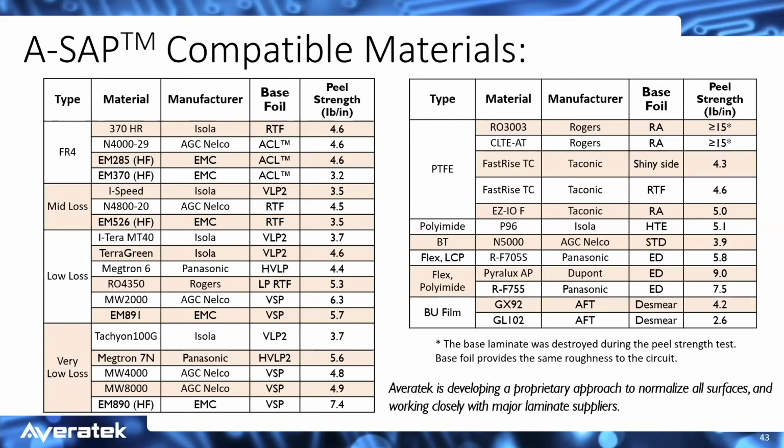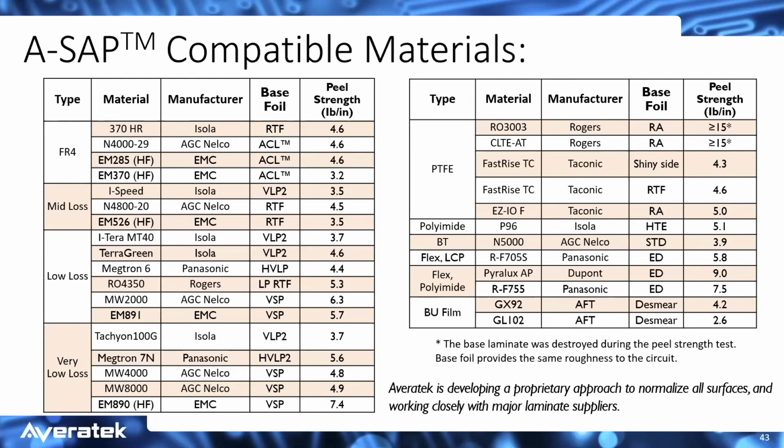And another surprise is the Fast Rise from Taconic, which has both a shiny side and an RTF side. We expect the RTF side to be fairly good, and it is, it's acceptable. But the shiny side really is never meant to be plated, and it's quite smooth, which is what makes it shiny. It's probably less than 1/10 of a micron in roughness, and we're still getting really good adhesion there. So that's a very interesting data point that we're following up on.